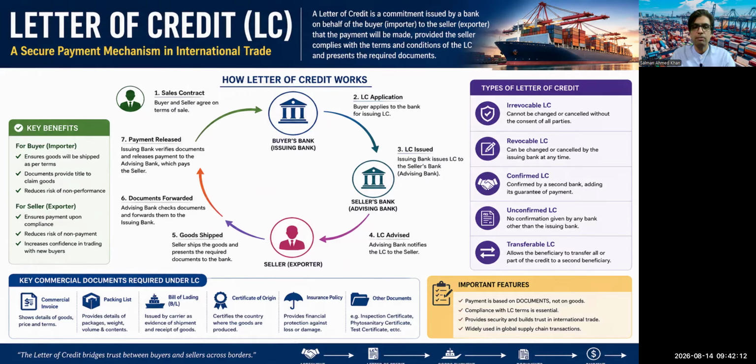So this is one of the important parts, and it starts with the sales contract. Buyer and seller agree on the terms of the sale. The buyer applies to the bank for issuing the LC. The LC is issued by the bank according to the documents given by the seller, and after the LC has been issued and advised, it is notified to the seller, and the seller exports based on those LC documents. Once the goods are shipped, the documents are also forwarded to the banks for further checks.